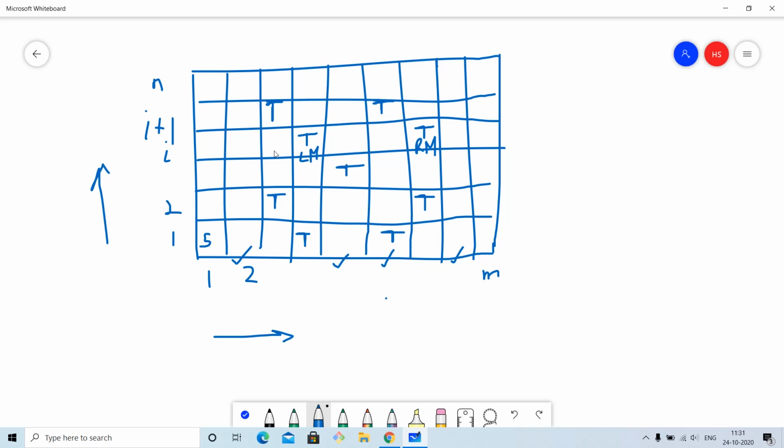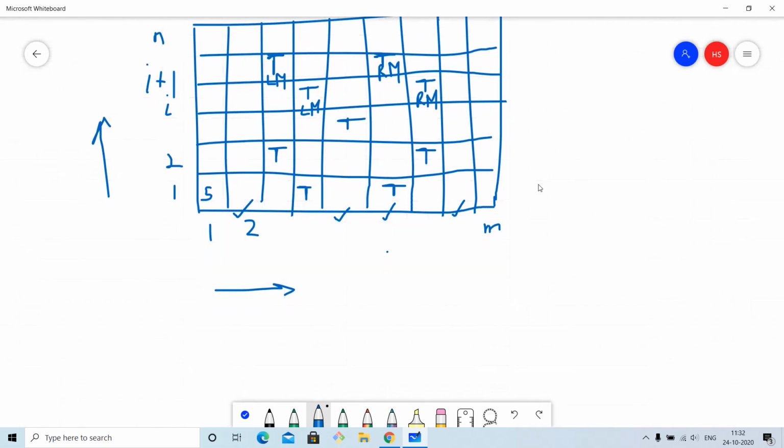From the ith row, we have to move to the i plus 1th row. The optimal answer can include going from the leftmost treasure of the ith row to the leftmost treasure of the i plus 1th row, or from the leftmost treasure of the ith row to the rightmost treasure of the i plus 1th row, or from the rightmost treasure of the ith row to the leftmost treasure of the i plus 1th row, or from the rightmost treasure of the ith row to the rightmost treasure of the i plus 1th row. So these are the four situations, and then there will be another situation as well.